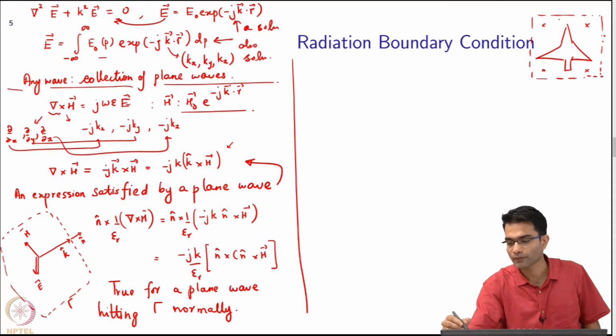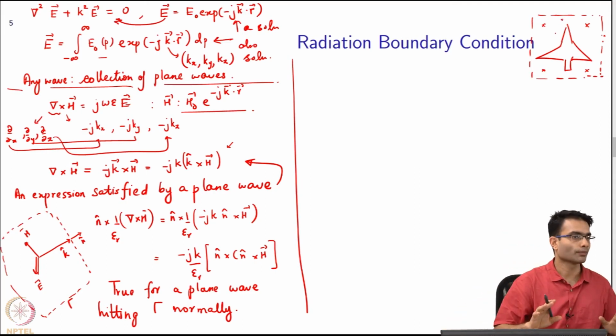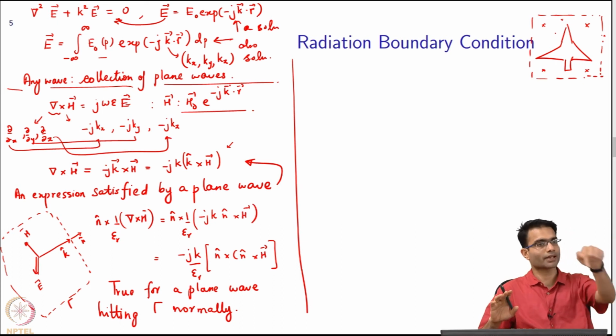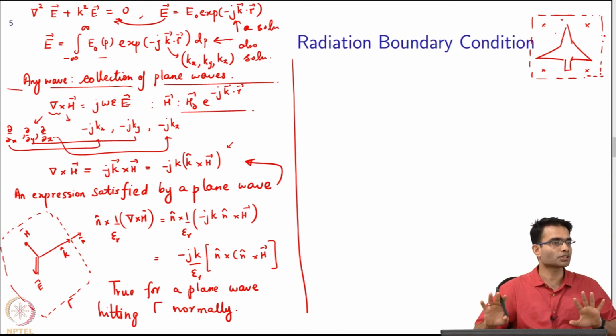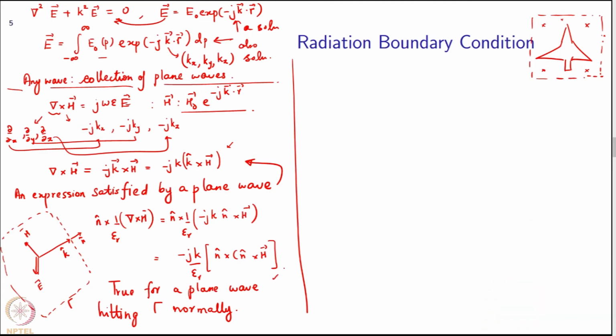But when I do this, now when I look anywhere close to the boundary, because it's free space, Maxwell's equation should be satisfied at each point in space. Free space or homogeneous space, I will get a plane wave. So the plane wave solution is valid. Further, if this plane wave were hitting the boundary normally, then this expression holds. So this is what you call the radiation boundary condition, or the first order absorbing boundary condition. By boundary I mean the outermost boundary.